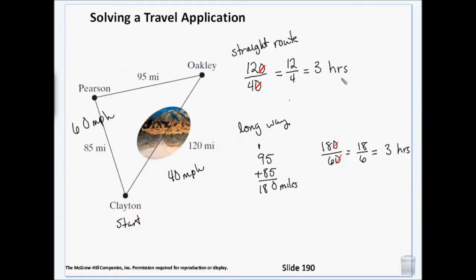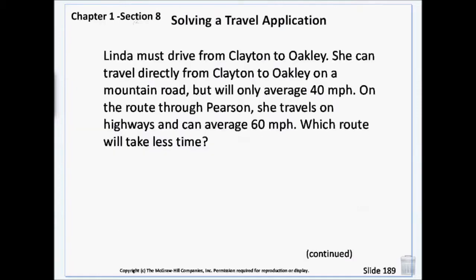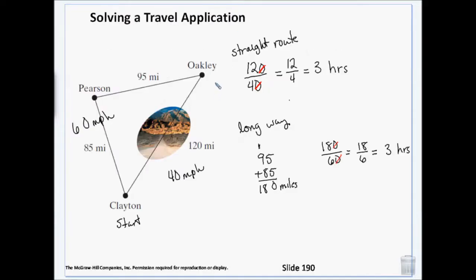Okay then. It will take her exactly the same length of time. Now the question asks us which route will take less time. They're the same. If the question was which route is more efficient: same amount of time, but if you're going less miles, and it's going to take you the same length of time, you want to drive less miles to put less wear and tear on your car and use less gas. So the straight route would be the most efficient.